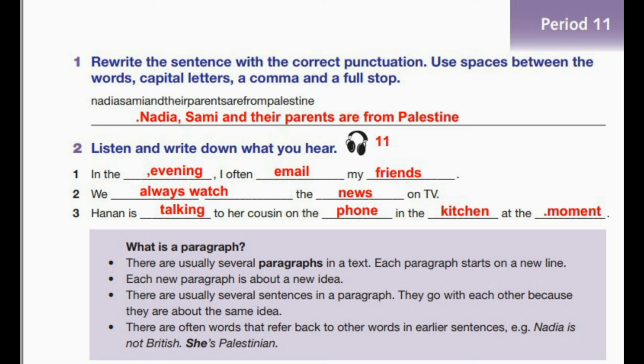Period 11. Activity 2. 1. In the evening, I often email my friends. 2. We always watch the news on TV. 3. Hanan is talking to her cousin on the phone in the kitchen at the moment.